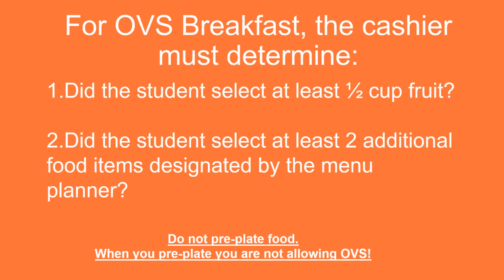For OVS breakfast, the cashier must determine, did the student select at least a 1/2 cup of fruit? Did the student select at least 2 additional food items designated by the menu planner? Do not pre-plate food. When you pre-plate, you are not allowing OVS.